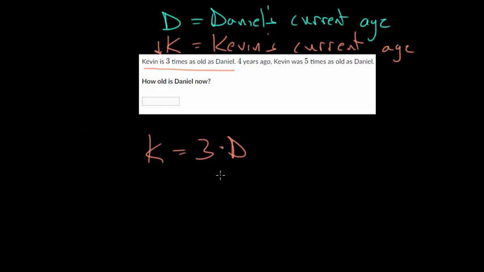And this should make sense if you put in a number. Like if Daniel is 7, then 7 times 3 is 21. Kevin would be 21, which is 3 times older. So this equation makes sense. And let's look at the next sentence.